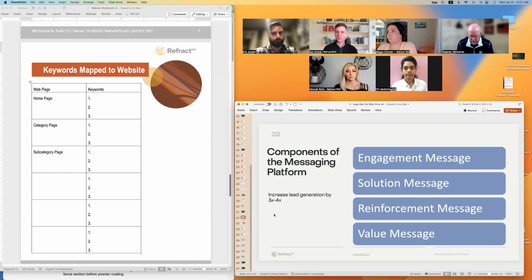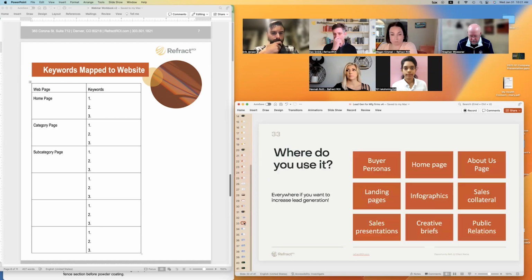And so we know that this really works well, but you have to think carefully about how you put it together. So first, let's talk about where we use it. You can literally apply it everywhere. It goes in your buyer personas, it goes on your home page, it goes on your About Us page, you put it on the landing pages, all of your marketing materials, you put it in your creative briefs, the sales team can use it. If you look at all the different materials where you communicate with a customer, you should see the messaging platform present in all of them.